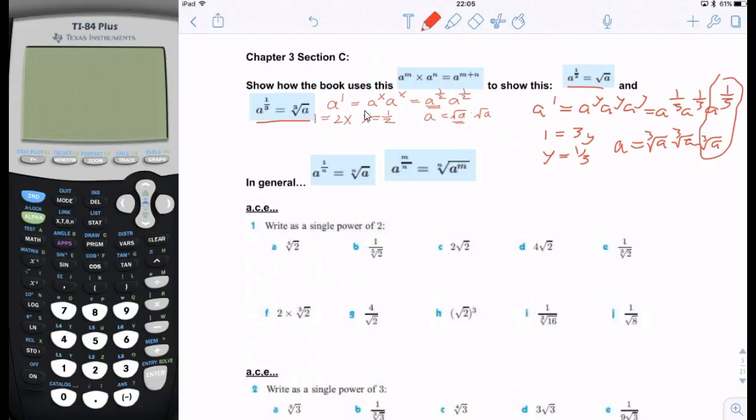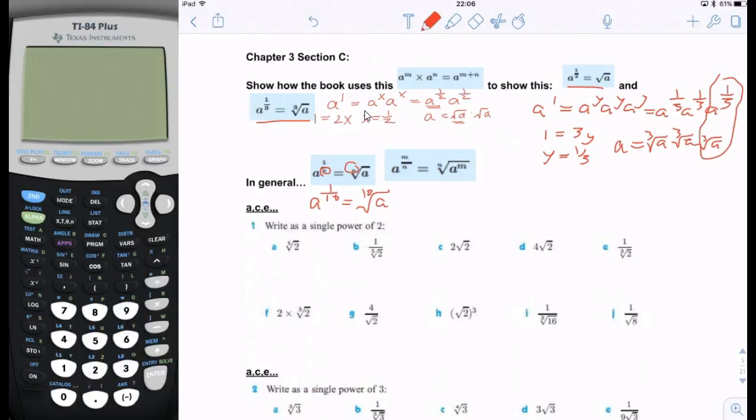Next it says that there are two other rules. The general rule saying that, well, if you have a to the 1 over some number, like let's say 10, that is equal to the 10th root of a. So whenever you have a number n in the denominator of this 1 over n fraction, then that is the same as the nth root of a.